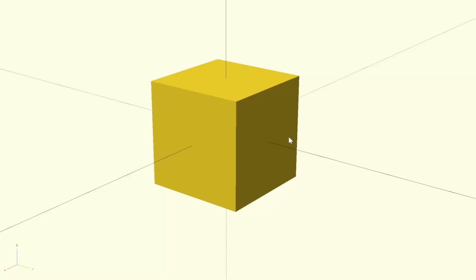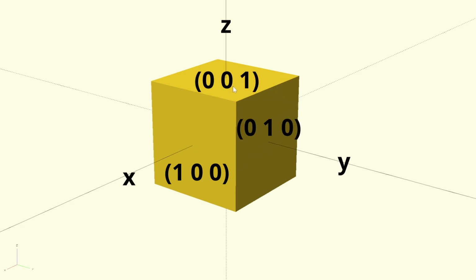So here I have a cube. If we think about the planes that make up the faces of the cube, we'll notice some commonality between them. So let's label the axes X, Y, and Z, and let's label these planes as the 1, 0, 0 plane, the 0, 1, 0 plane, and the 0, 0, 1 plane.